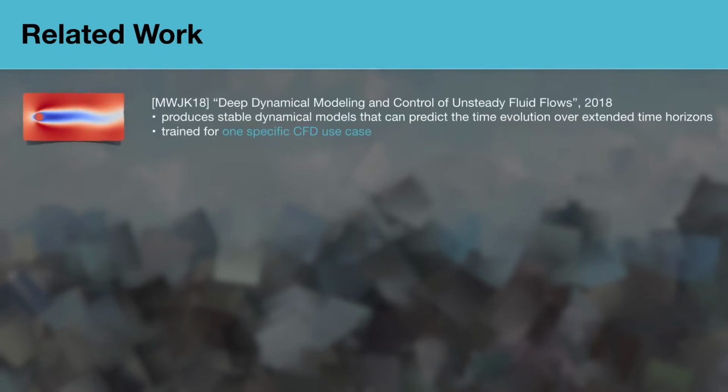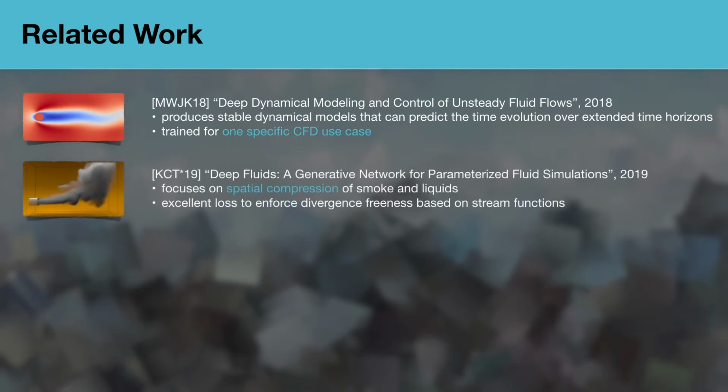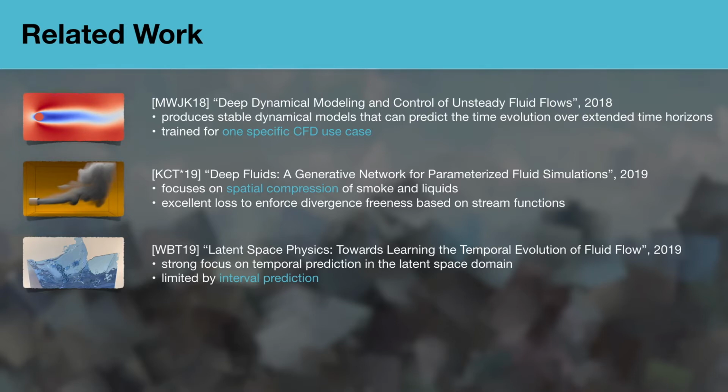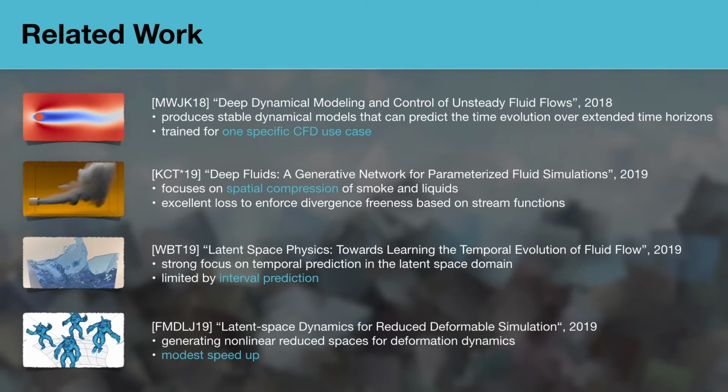Morton et al. proposed a method to use neural networks for the temporal prediction of computational fluid dynamic problems. Unfortunately, this method is strongly limited in flexibility and is only created for a single use case. Kim et al. focus on spatial compression and the properties of latent spaces. Their autoencoder with skip connections and their stream function-based loss to guarantee divergence freeness is a great base to start. Latent space physics focuses on a temporal prediction of fluid simulations and achieves good results but is limited by the need to use the pressure solver to arrive at long predictions. Latent space dynamics is a hot topic in deformable simulation as well, but shows only a modest speedup so far.